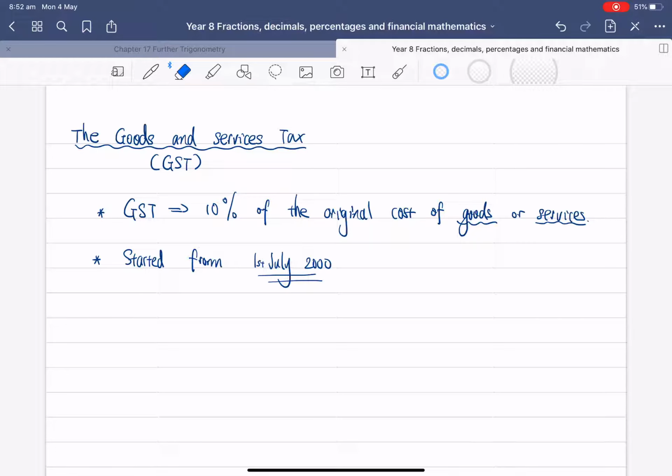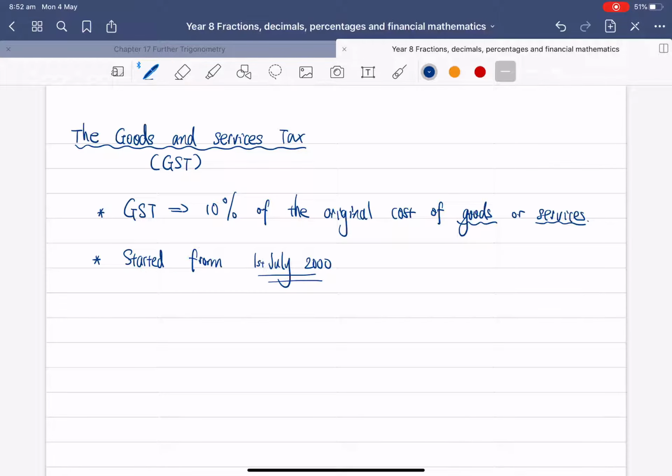This means that tax is paid at each step along the chain of transaction from the maker to the end user, who bears the cost of the tax. So it is therefore called a consumption tax. So GST, 10% of the value of goods and services, and it is included in the price. And this is very important.